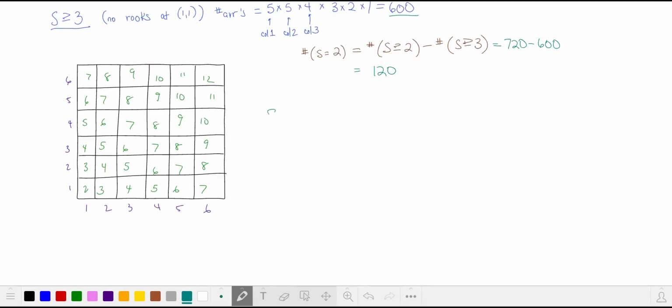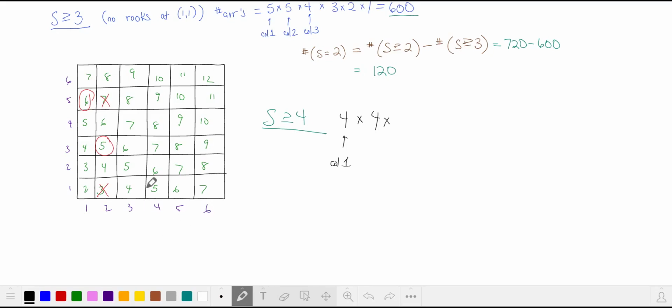Let's find the number of arrangements where the score is greater than or equal to 4. When we place a rook in the first column, it can't be in rows 1 or 2. So we have 4 choices for our first rook in column 1. In column 2, we can't place a rook in row 1, and we can't place a rook in any row occupied by a rook in column 1. So for example, if our first rook was in row 5, we can't place a rook here or here, which leaves us with 4 choices to place a rook in column 2.